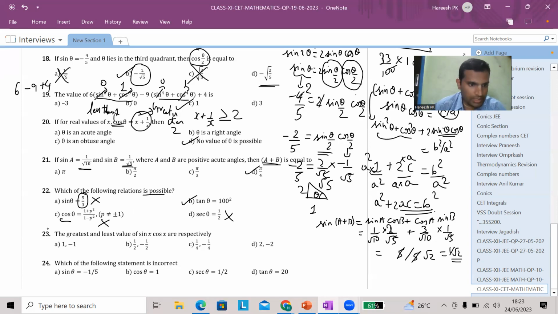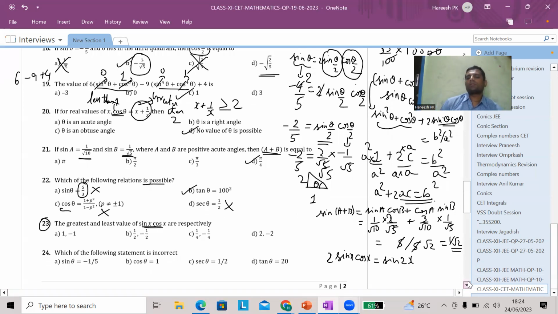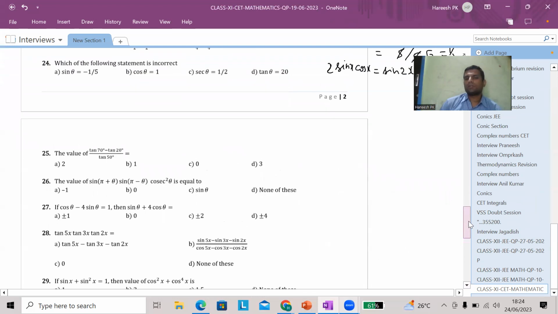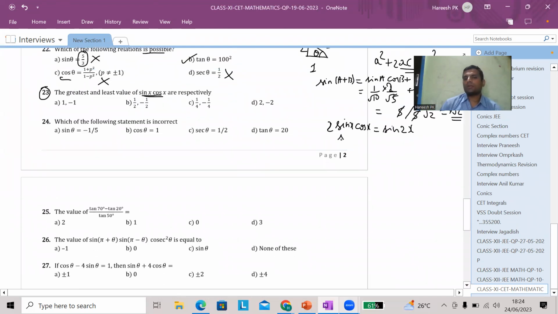Now 23rd question. The greatest and least value of sin x into cos x. So sin x into cos x, we know that 2 sin x cos x is sin 2x. So what is sin x into cos x?